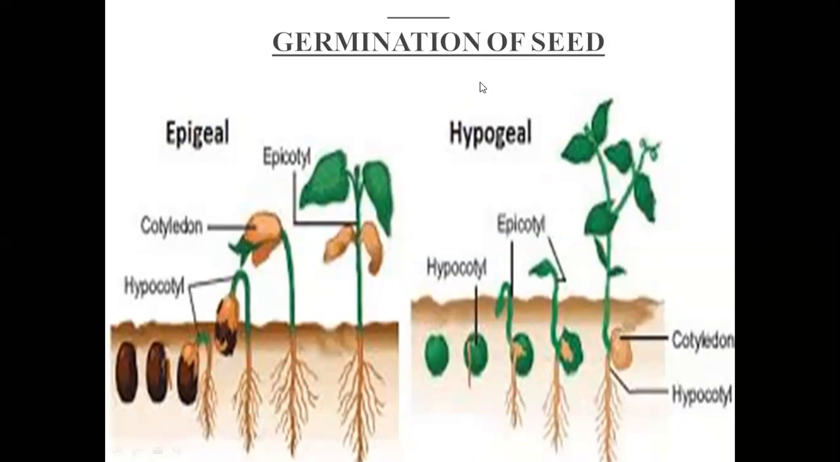Now please repeat with me what happened in epigeal germination. Which point of attachment elongates? The hypocotyl. What does it make? A hook-like structure. Now you can see that this hook-like structure pulls the cotyledons above the ground. Where? Above the ground.